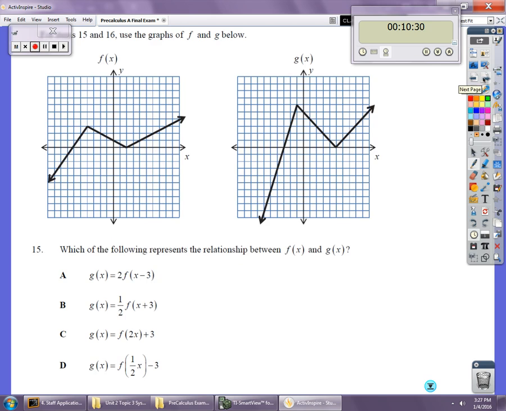Okay, 15 and 16. Which of the following? Okay, so it's a multiple choice, and I just kind of have to figure out from this function right here, how did I get to this function right here? And I can see that they generally have the same shape, but definitely some of the ordered pairs, it looks like it's steeper or something.